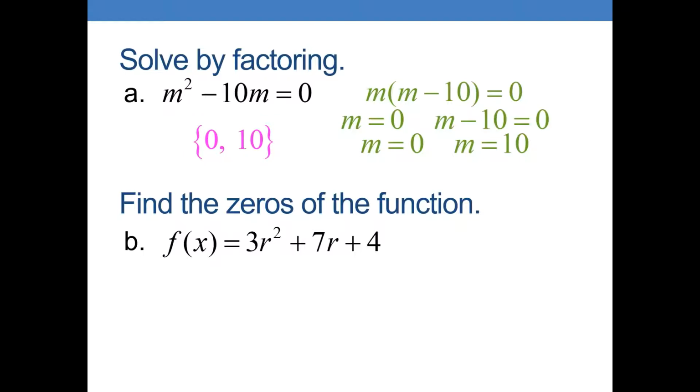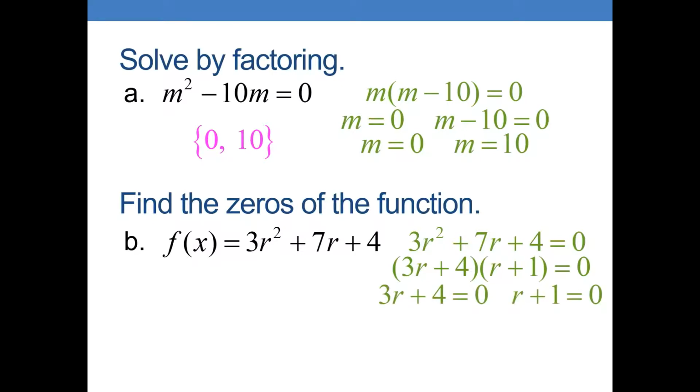When you're asked to find the zeros of a function, it just means to take that function and set it equal to 0. Let's factor. Once we have factored the quadratic, we set each factor equal to 0 and solve. First one, subtract 4, divide by 3. Second one, subtract 1. And again, if you want to write your answer in set notation, you may. It would look like this.